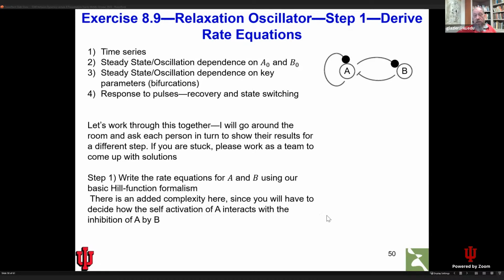And the reason I needed to tell you about how to combine signals is here I have A promotes A. That was the thing we did before. That was the problem we just solved. Here I have A promotes B. That I also know how to write as a Hill function. But I have B inhibits A. And here I have two signals coming in. A is promoted by itself and it's inhibited by B. So there are two signals coming into A. And so I have to make a decision about how to combine those signals.